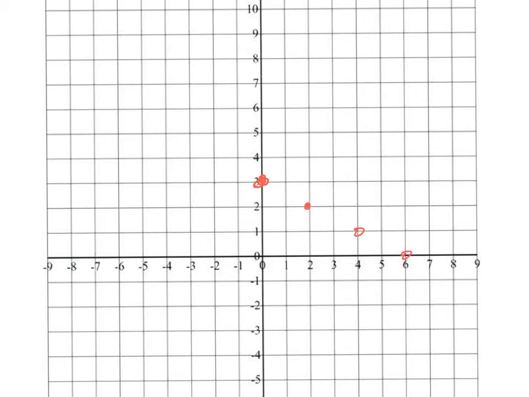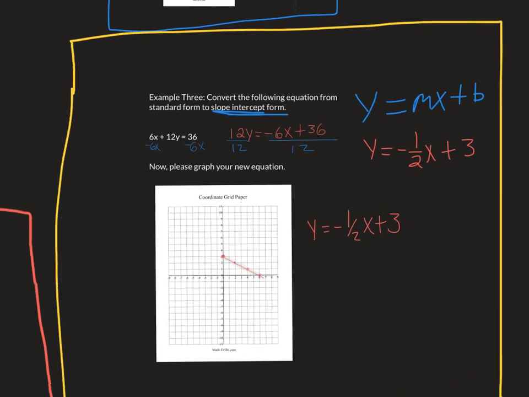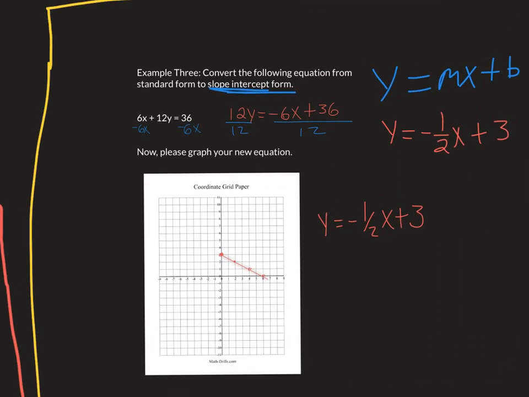And now we have our line. So what I'm going to do now is draw our line. Boom. And we have graphed this. Guess what? That is example 3. And that is all of the work for Wednesday.